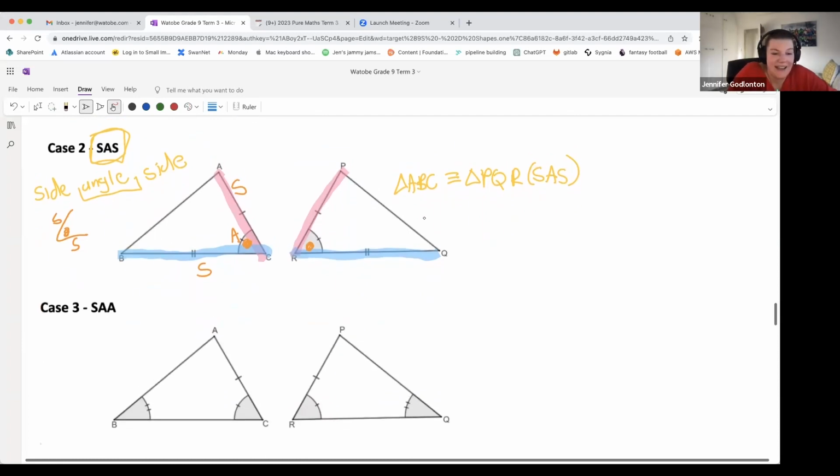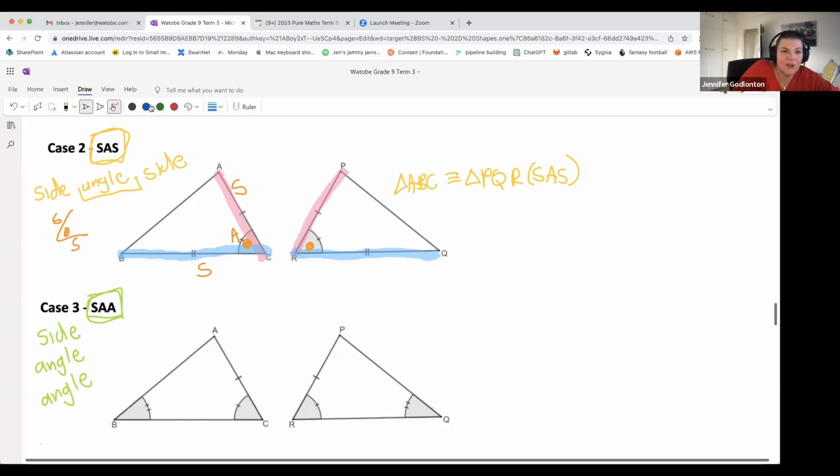3rd one, SAA. So now you should be able to get an idea of what these little letters mean. What do we mean by SAA? What does that stand for? Let me know. Put it in the chat. What does SAA stand for? Side, angle, angle.